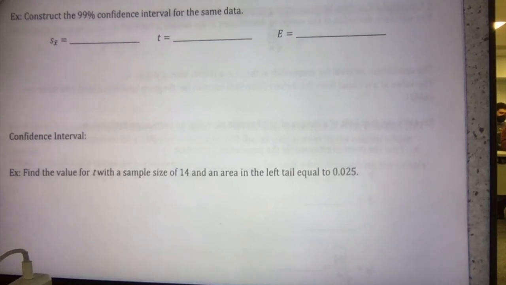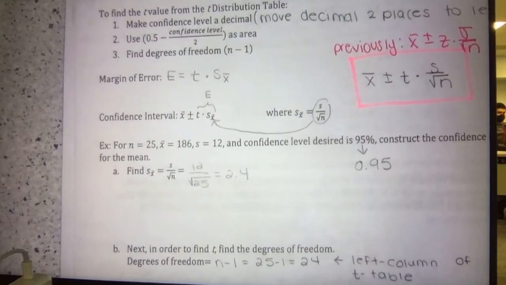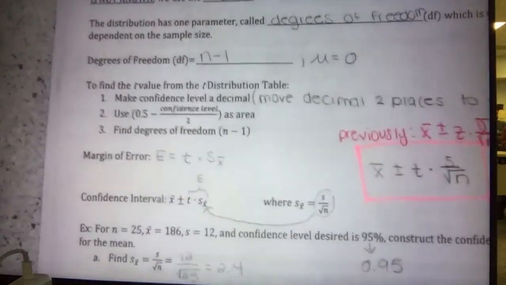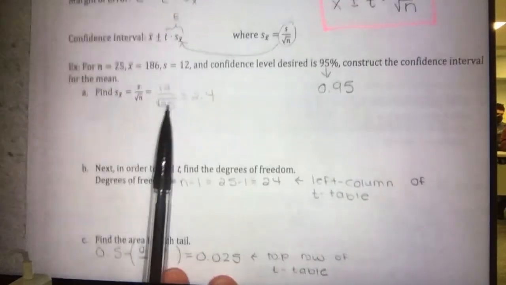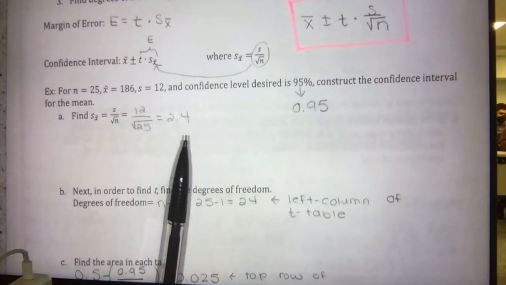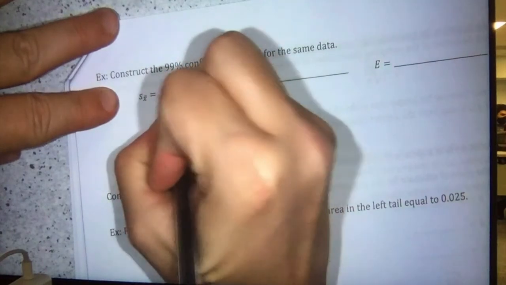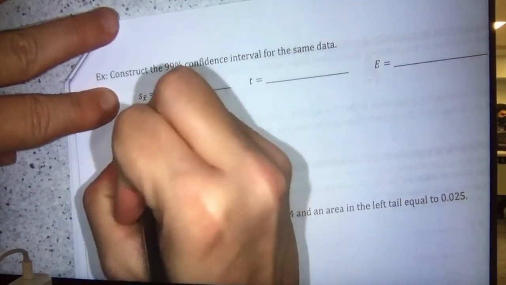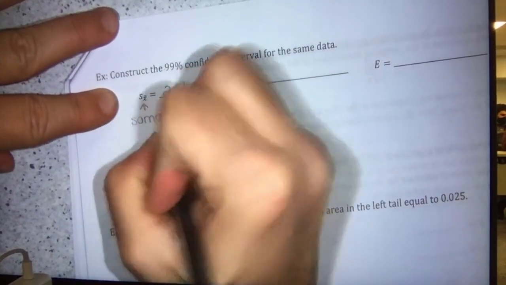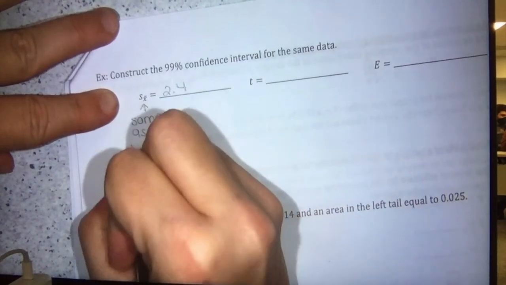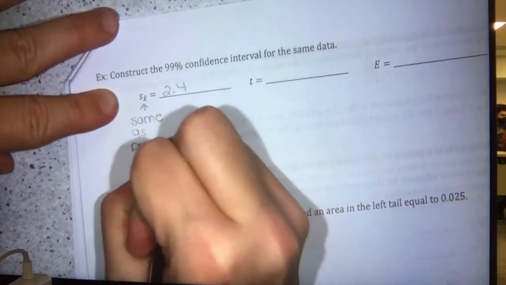All right, so it says construct a 99% confidence interval for the same data that we did on the previous page. So on the previous example down here, we found that our standard deviation was 2.4, so we're going to use that, 2.4. And that was from the previous page, same as the previous example.